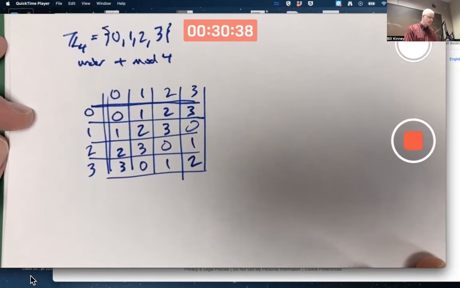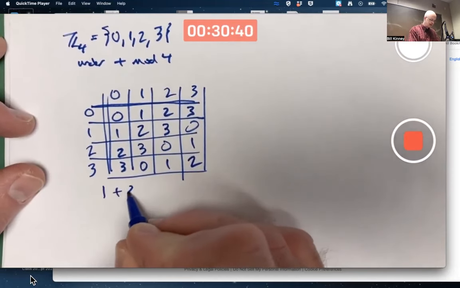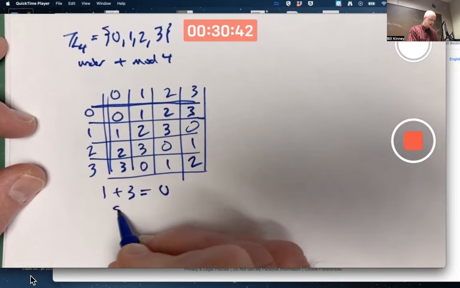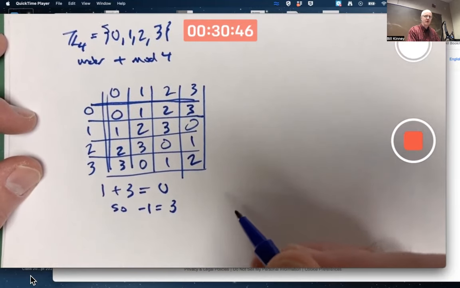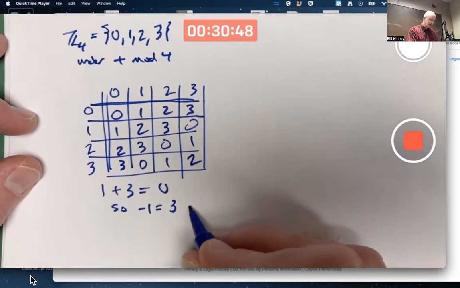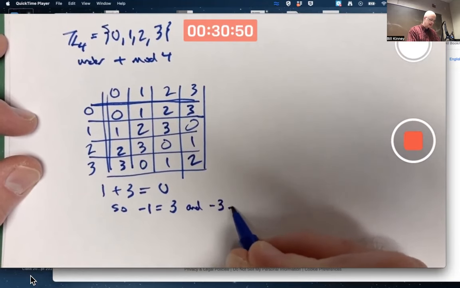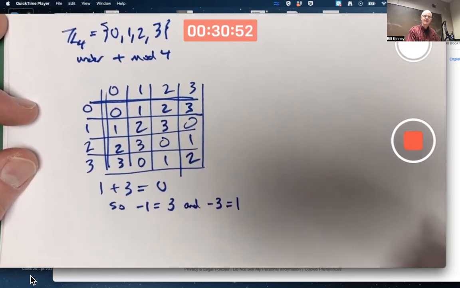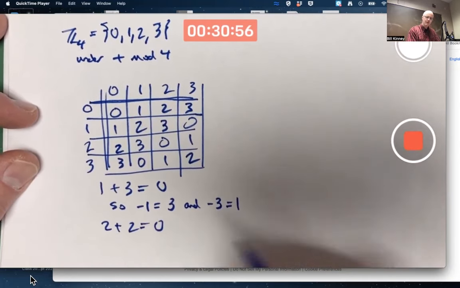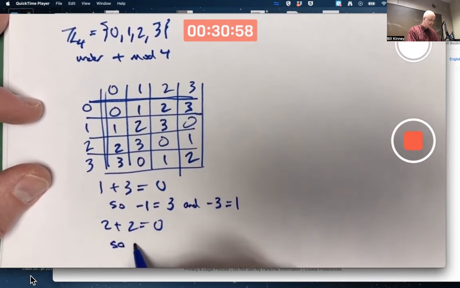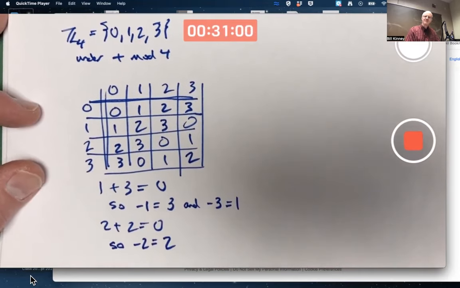So in this group, you can write things like 1 plus 3 is 0. So the additive inverse of 1 is 3. Negative 1 equals 3 if you like. And the additive inverse of 3 is 1. 2 plus 2 is 0, mod 4. So the additive inverse of 2 is 2.